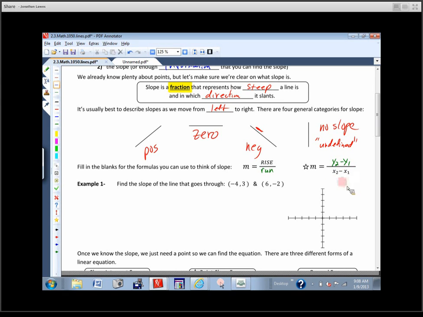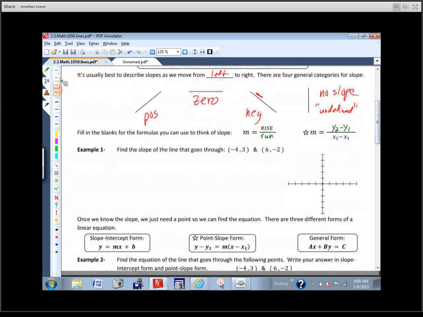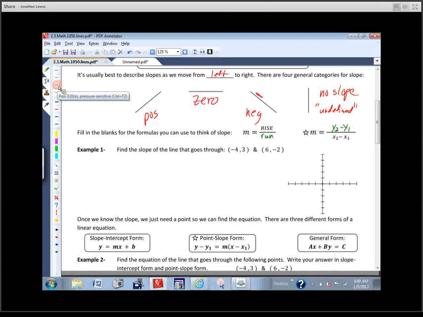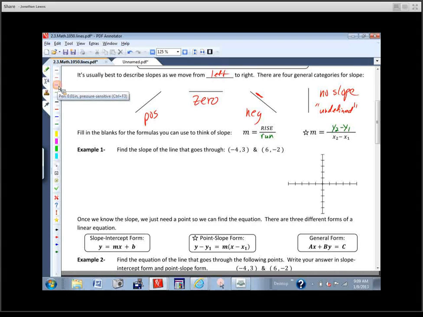Remember, we said the rise was how far we go up and down, and the run is how far we go right and left. Okay, there's the difference in the y's. Those are vertical coordinates, and there's the difference in the x's. Those are horizontal coordinates. Okay, so on the next one it says, and you've got some problems that are literally this simple, find the slope of the line that goes through those 2 points. Well, there are 2 ways to do this.